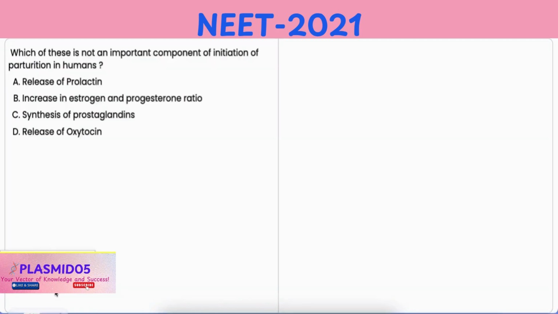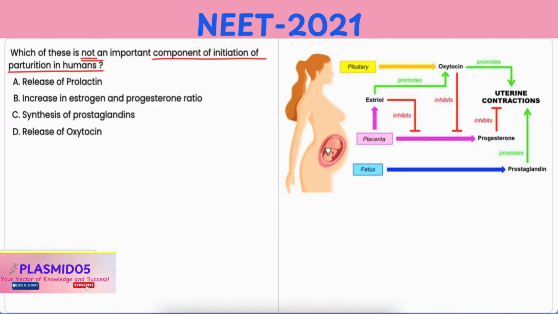In this question, you have to identify the component which is not important for initiation of parturition in humans. Now, parturition, which is the process of giving birth, involves the expulsion of the fully developed fetus, and this natural process is regulated by a complex neuroendocrine mechanism. Now coming to the options.